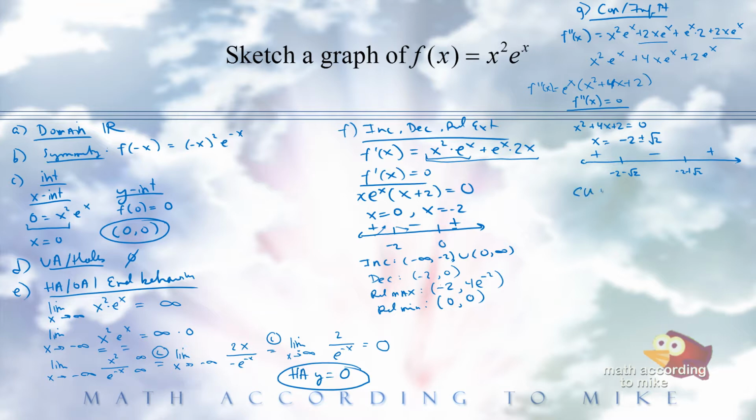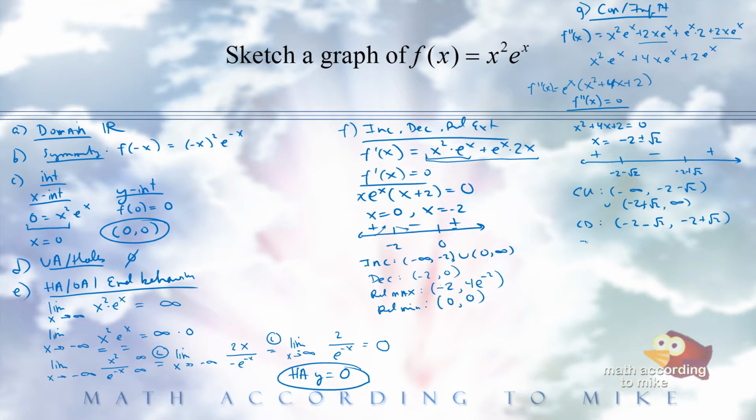But first things first, we are concave up to the left of -2 minus radical 2. And then again to the right of -2 plus radical 2. We are concave down between those two values.